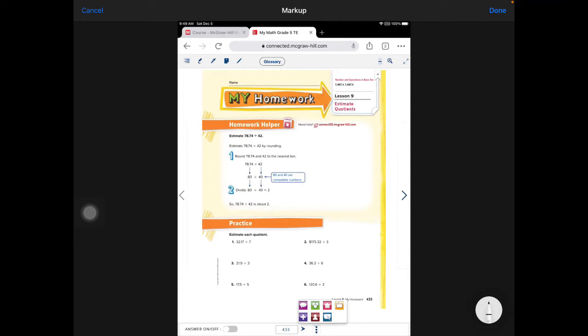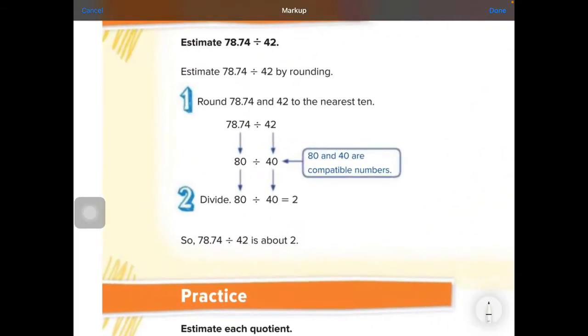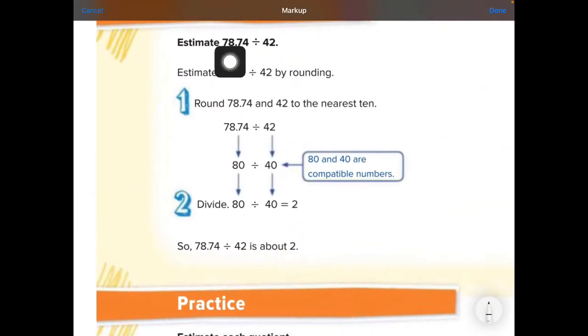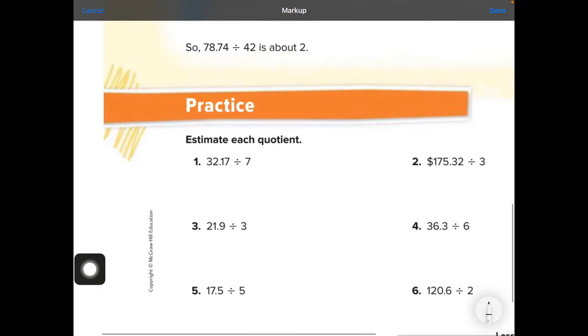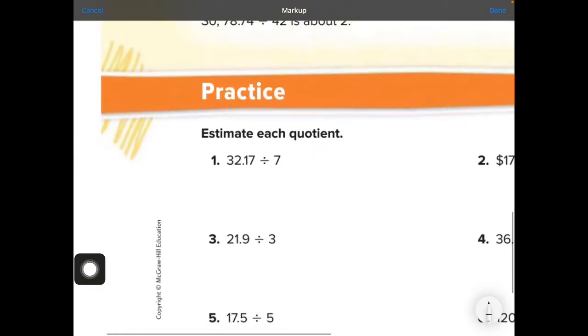Now, what you need to understand with this homework is you do not have to have precise estimation. You're looking for compatible numbers. This example is great. 78.74 divided by 42. Those are not very fun numbers. And they round both of them and put 42 to the nearest 10. Then 78 can be closer to 80 because 80 and 40 are definitely compatible, and we can do that in our head as 2. So 78.74 divided by 42 is about 2.